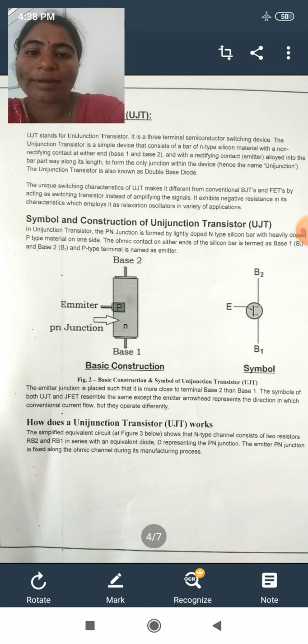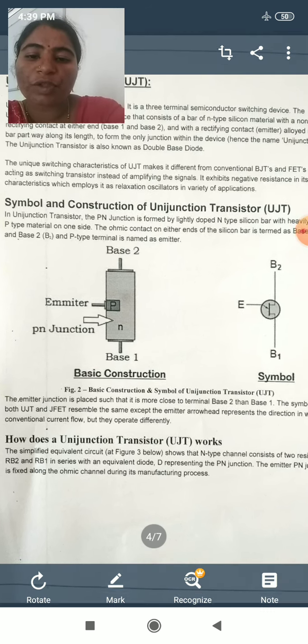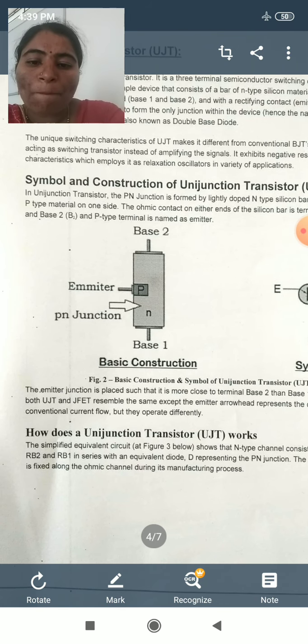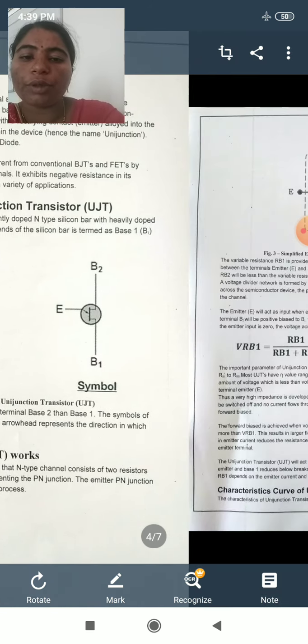Now see the symbol and construction of the UJT. Here the basic construction is shown in the figure, and the symbol is also given there. How does the unijunction transistor work? Now see here, the simplified equivalent circuit is shown below.